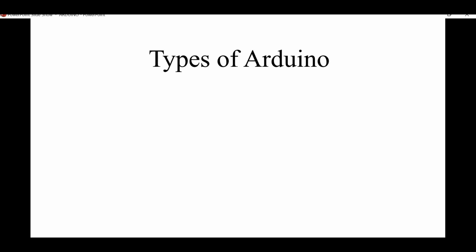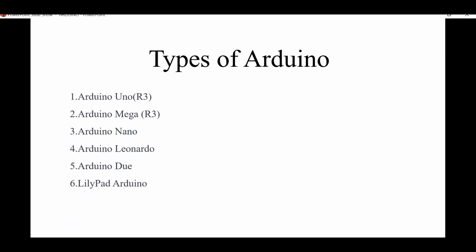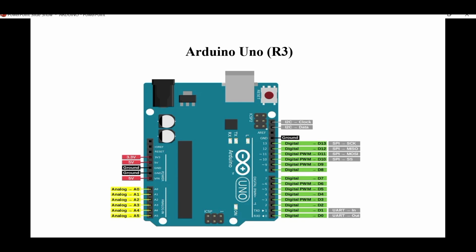And next, types of Arduino. There are various types of Arduino, like Arduino Uno, Arduino Mega, Arduino Nano, Arduino Leonardo, Arduino Due. First of all, Arduino Uno. We'll see the Arduino Uno picture first. This is the Arduino Uno picture. In this picture, we'll see the digital pins, analog pins, PWM pins. We'll see everything.